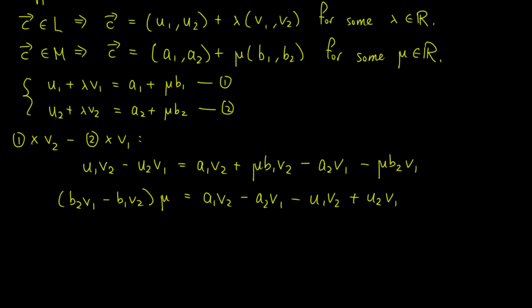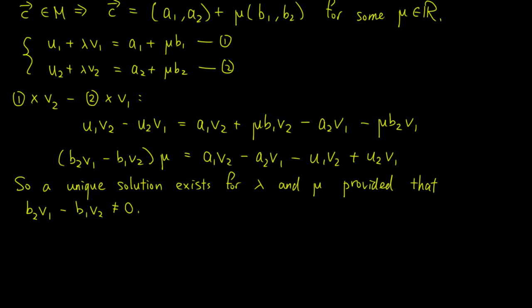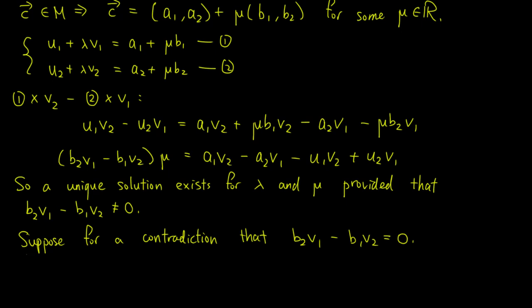We cannot divide the coefficient of mu to the other side directly because there is a possibility that this coefficient is 0. However, we know that a unique solution exists for lambda and mu if this coefficient, namely b2 v1 minus b1 v2, is non-zero. So we assume for a contradiction that b2 v1 minus b1 v2 equals 0. Then we have b1 v2 equals b2 v1. Let's label this as star.